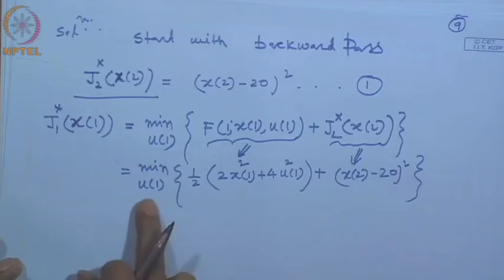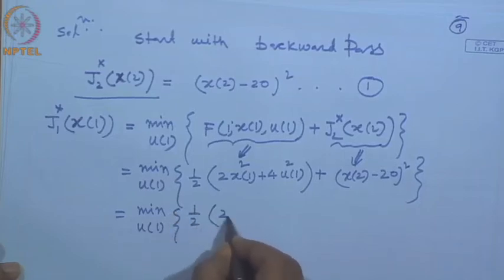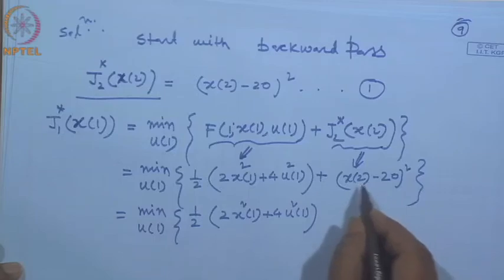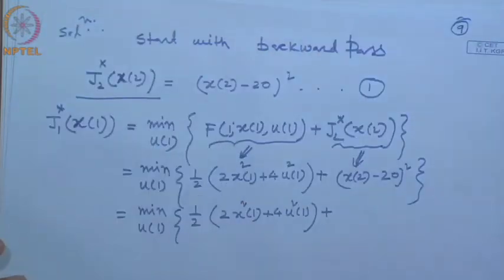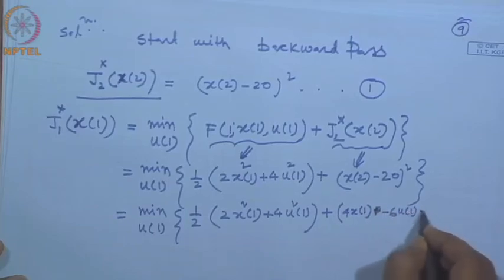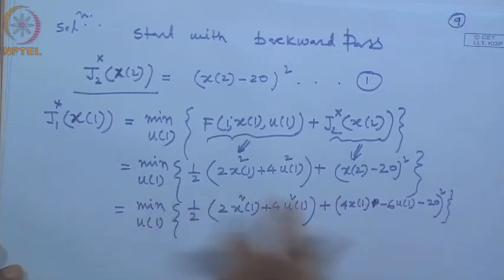Now you differentiate this with respect to u of 1. Half of twice x 1 square plus 4 u square of 1, and this I can write in terms of x 1 and x 2. If you see this one, k equal to 1, that means x of 2 is equal to 4 x 1 minus 6 u 1. So I can write 4 x 1 minus 6 u of 1, minus 20, whole square, and differentiate this with respect to u of 1.